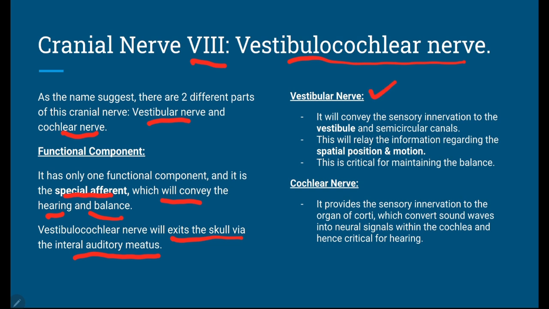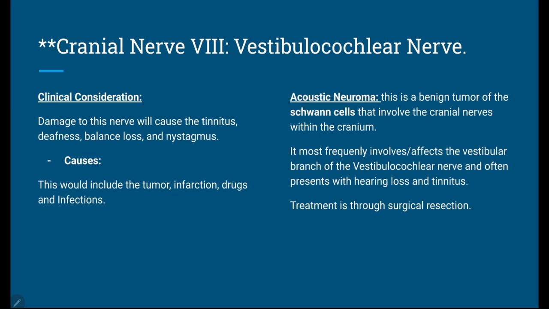The vestibular nerve, which is the first branch of the vestibulocochlear nerve, will convey the sensory innervation to the vestibule and the semicircular canals, and this will relay the information regarding spatial position and motion, and this is critical for maintaining balance. The second one is the cochlear portion of the vestibulocochlear nerve, and it provides the sensory innervation to the organ of Corti, which will convert the sound waves into neural signals within the cochlea, and hence it is very critical when it comes to hearing.